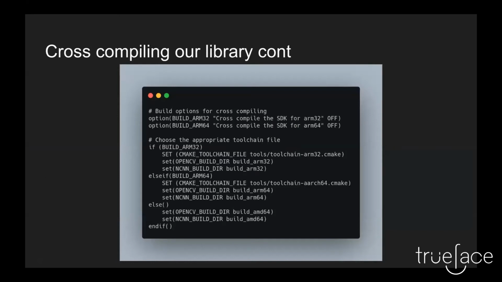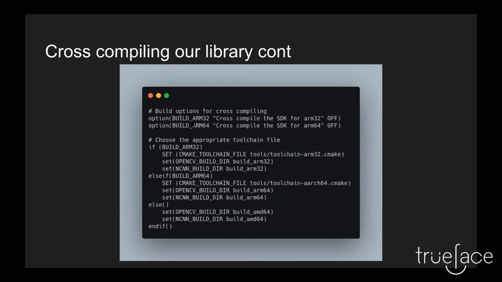So right at the top of our root CMakeLists.txt, we can then add the following lines of code. Basically, we're adding CMake options, which can be enabled in order to cross-compile. So here you'll see that we've added two options, BUILD_ARM32 and BUILD_ARM64, and these options can be set in the command line when we're building our library. So you would add a -D BUILD_ARM32=ON if you wanted to enable this option, for example.